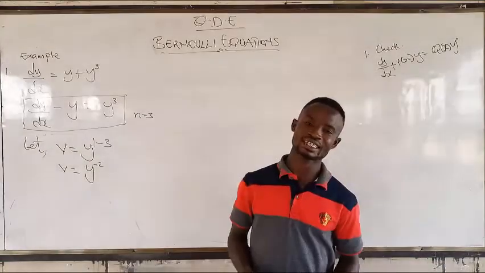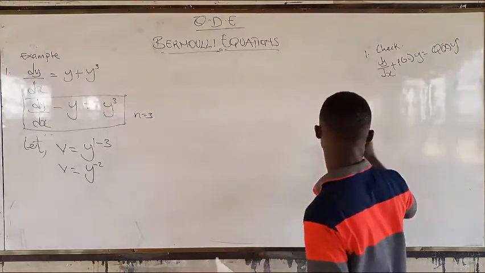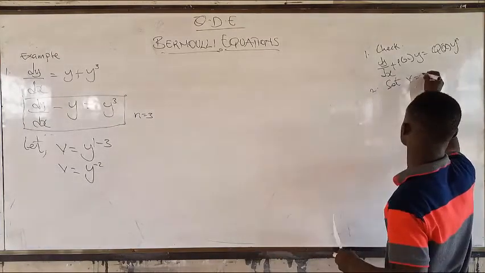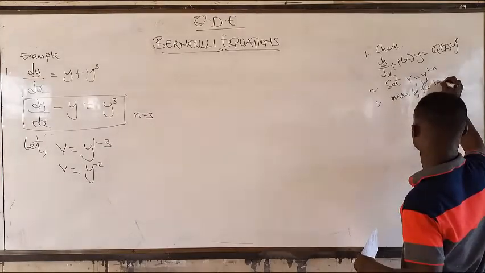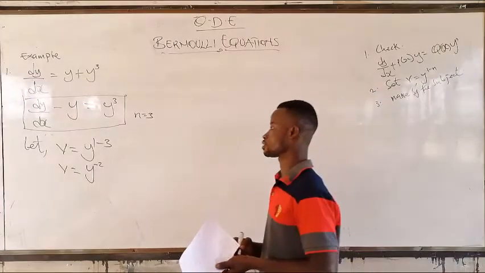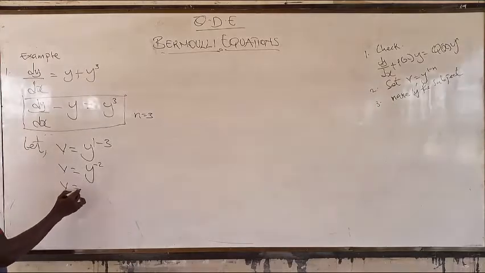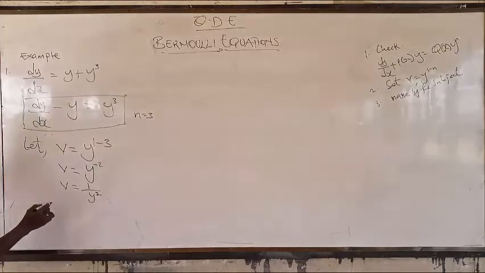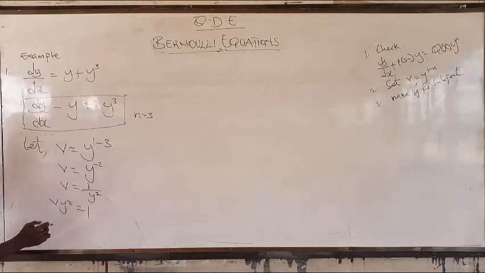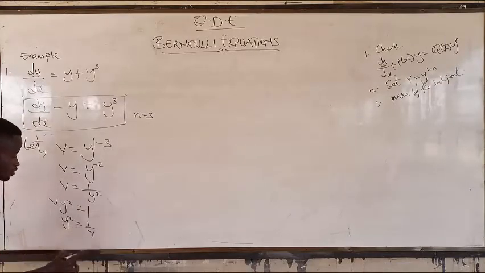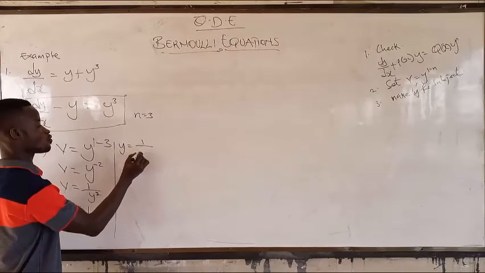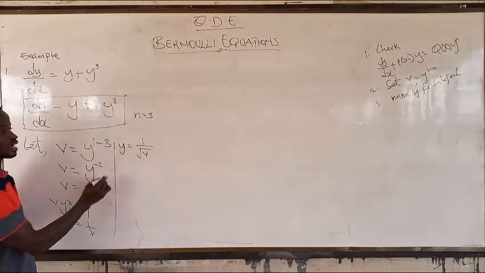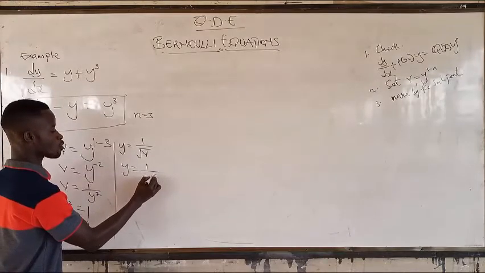Now, the next thing to do is to make y the subject. So we have v equal to 1 over y squared. Therefore, we get v y squared is equal to 1. Therefore, y squared is equal to 1 over v. Then y will be equal to 1 over the square root of v. Alright? So this is y equal to v raised to the power negative 1 over 2.